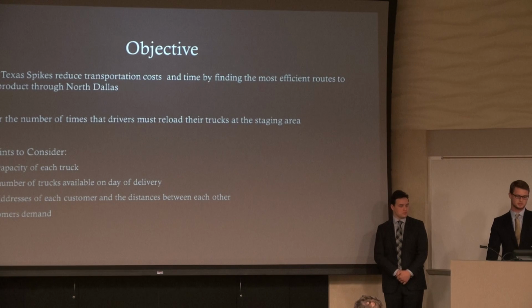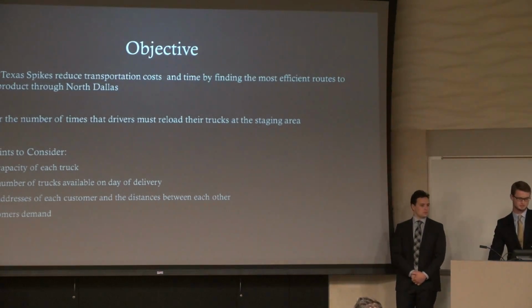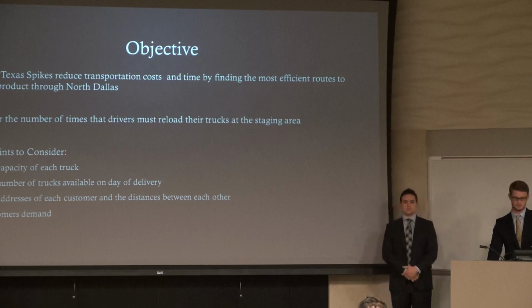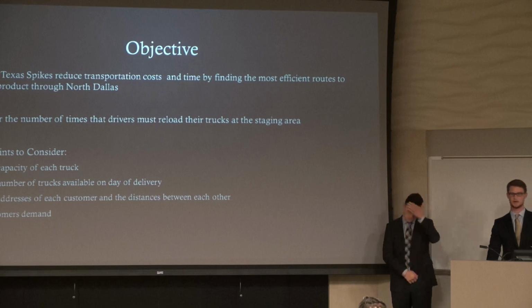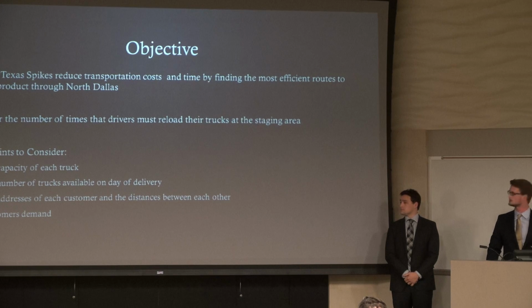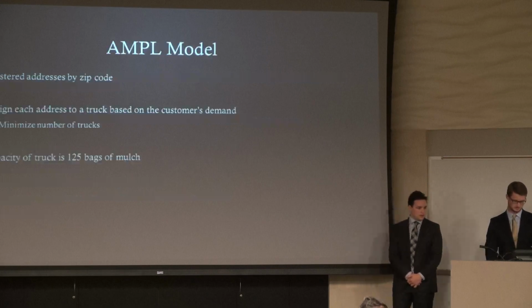Our objective is to reduce the transportation costs and time by finding the most efficient routes to deliver the products through North Dallas. We figured the best way to accomplish that was to lower the number of times that drivers must return to the staging area. Some of the constraints we considered are the capacity of each delivery truck, the number of trucks available on the day of delivery, the addresses of each customer and the distances between them, and the customer demand per home. Now I'll hand it off to Anthony, who will discuss our first problem.